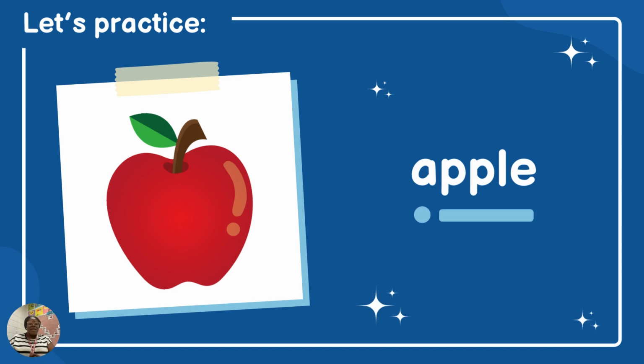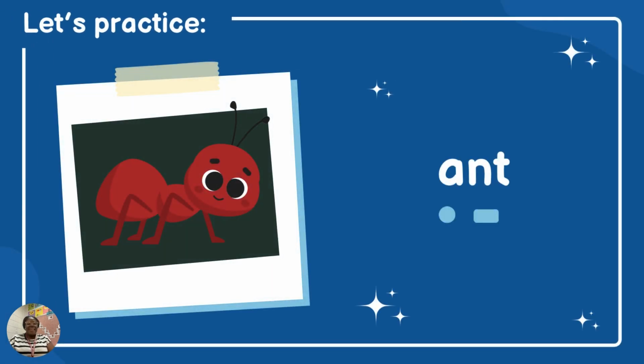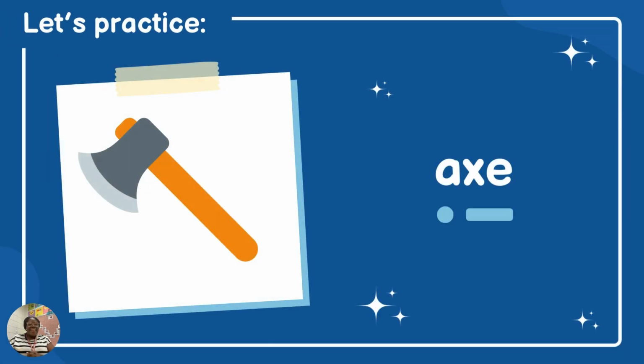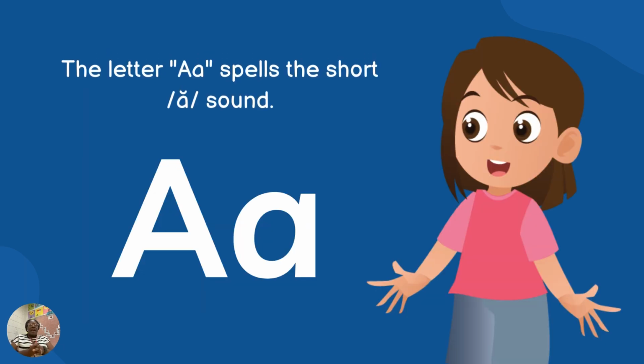All right, let's practice. We have apple, and that's kind of tricky, but that was one of the words that they suggested, so we're going to use that one. Alligator and ax. The letter A spells the short A sound.